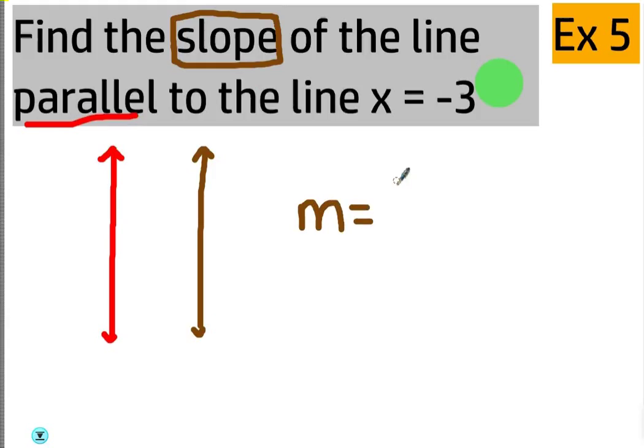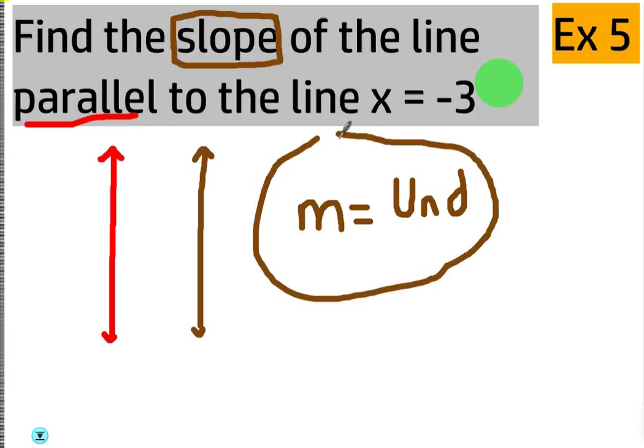Or you can say vertical, but I like undefined. It seems to make sense more. Anyway, infinity works, or you could also put vertical. So there you go. There's the slope of our line, and that's because the original line that it's parallel to is also a vertical line, x equals.